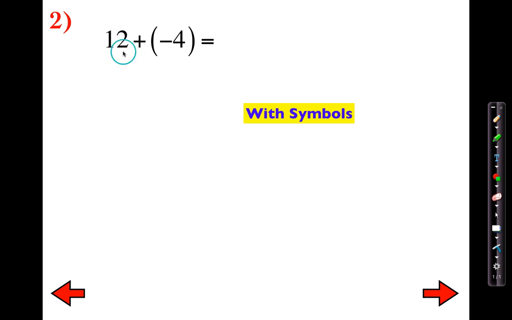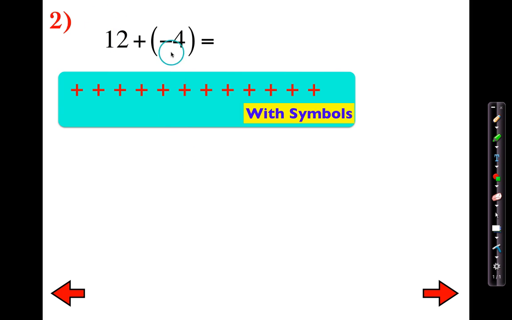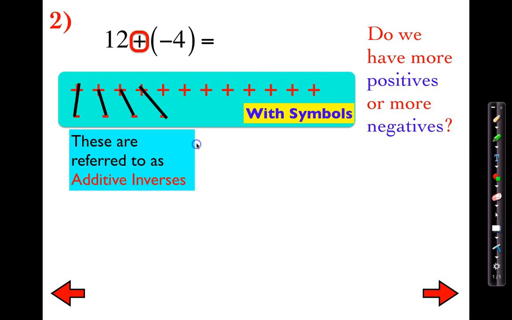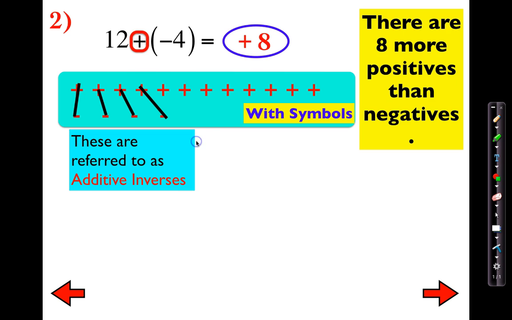Okay, so going back to number 2 on the keynote, here we're going to first start with symbols. First we're going to start with 12 positive symbols, and then we're going to add in 4 negative symbols. Now from here we're going to recognize our zero pairs. There's 1, 2, 3, 4, which leaves us with a total of 1, 2, 3, 4, 5, 6, 7, 8 positives. So my answer is going to be 8. Why? Because I noticed there's 8 more positives than there were negatives. That's how much was left.